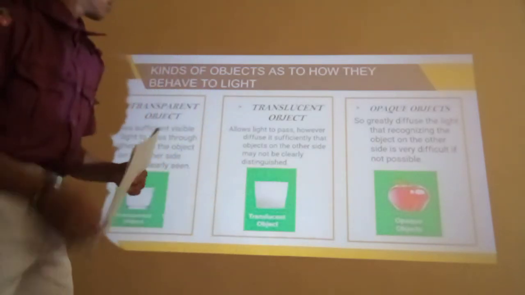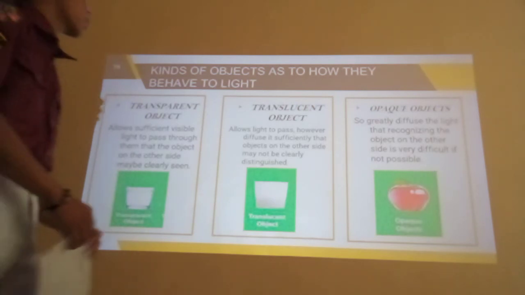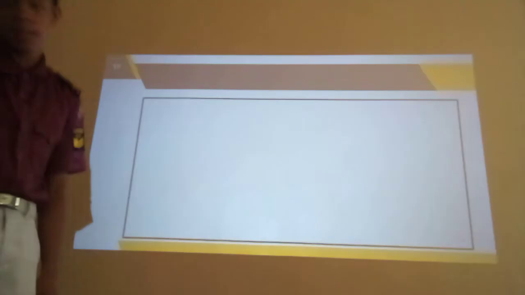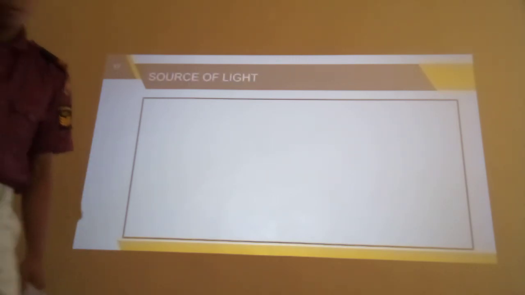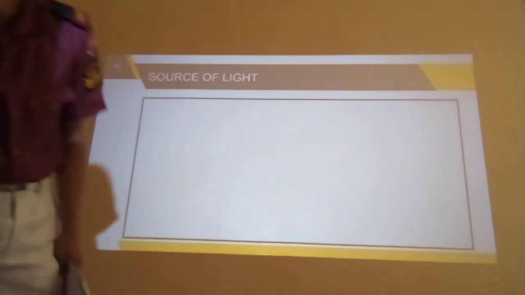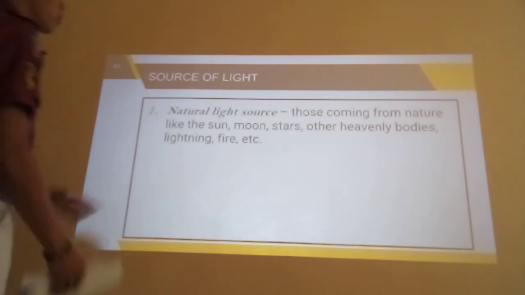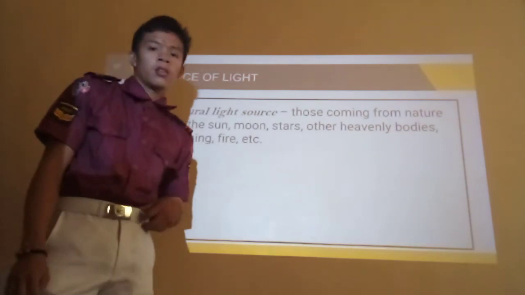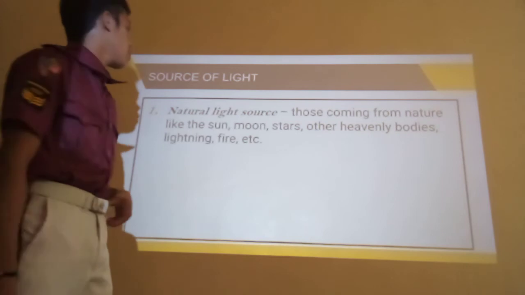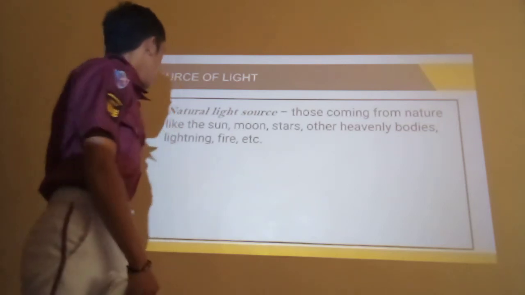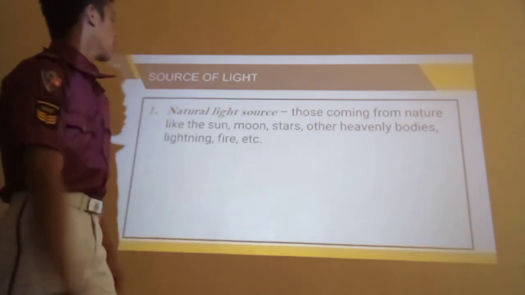So that is the kinds of objects and how they behave to light. The next topic is the source of light. The number one source of light is the natural light source. So what is a natural light source? Natural light sources are those coming from nature, like the sun, moon, stars, or other heavenly bodies, lightning, fire, etc.